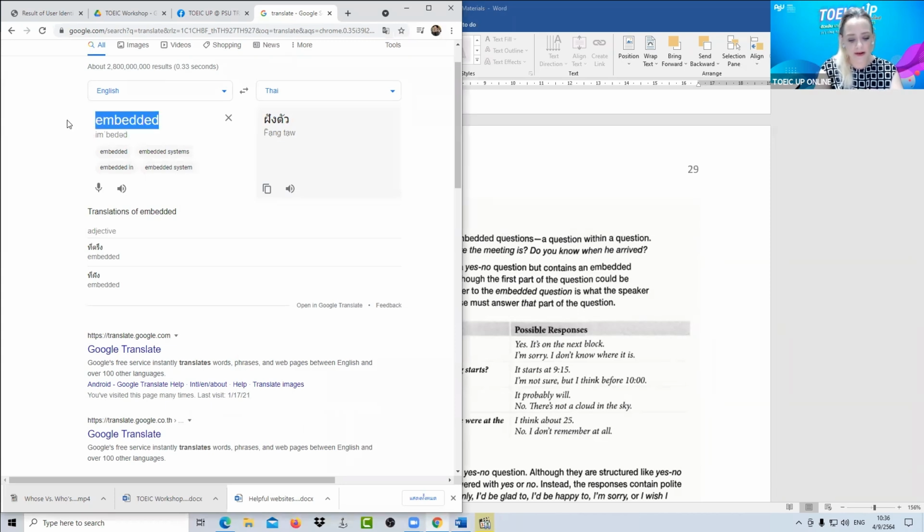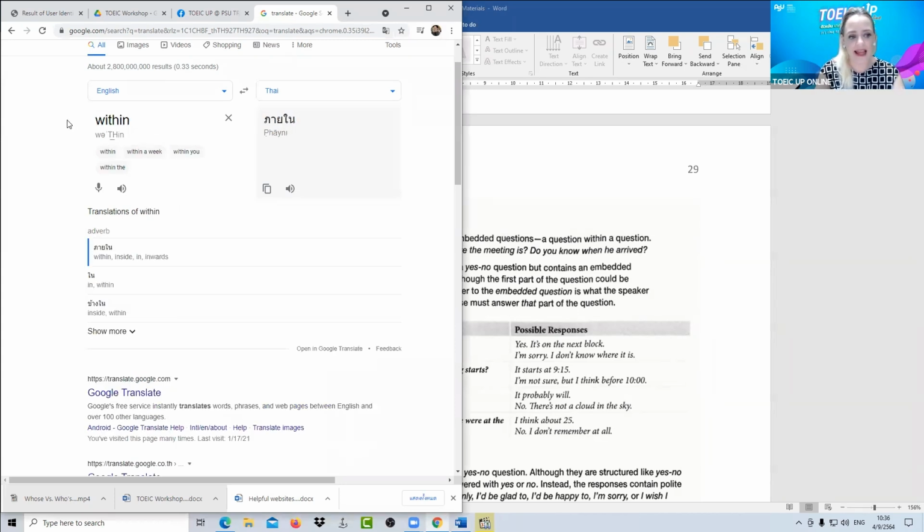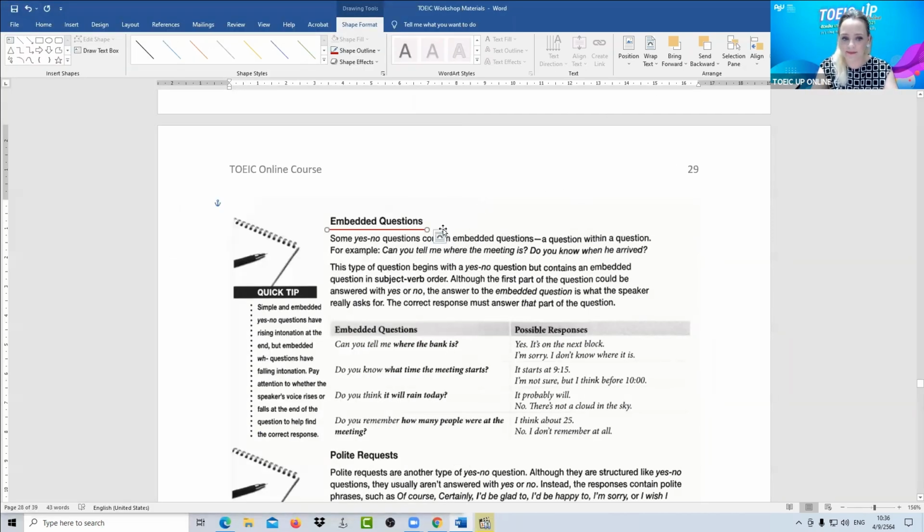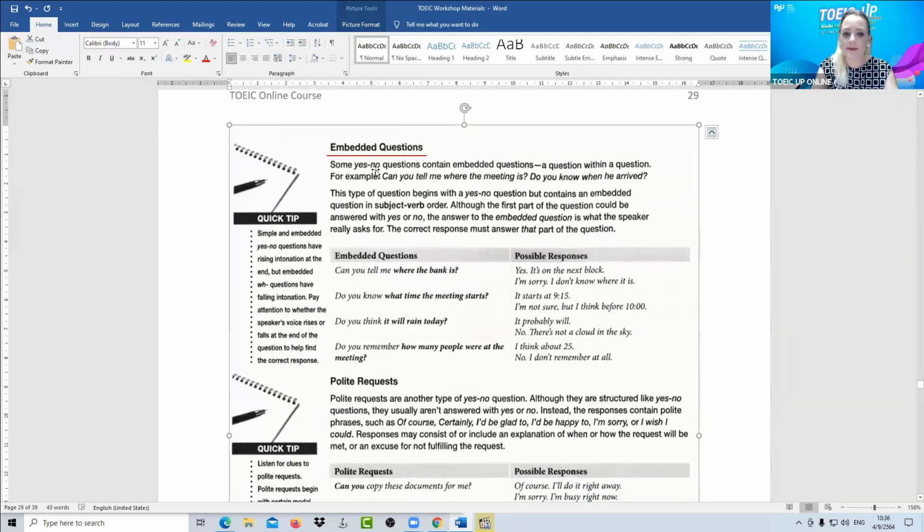So, questions within a question. There's a question inside of another question. That is what embedded means. Some yes-no questions contain embedded questions: a question within a question, inside of another question.